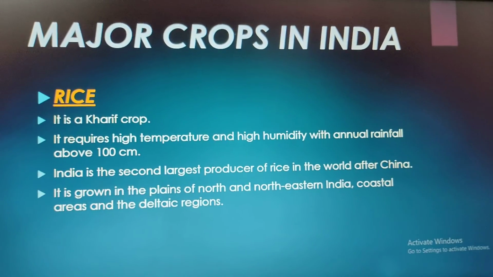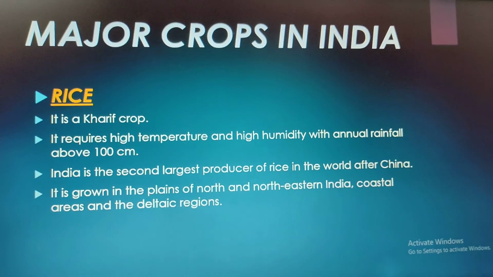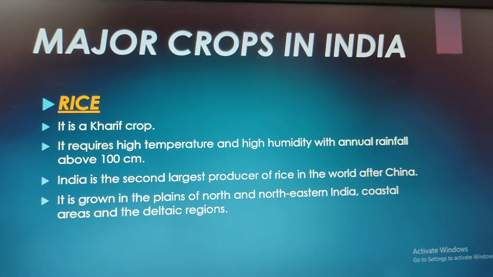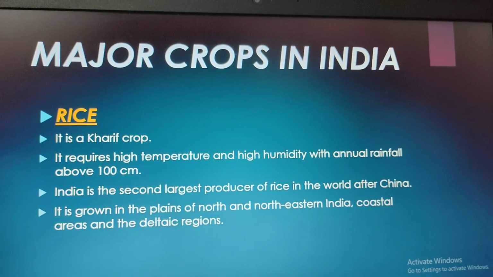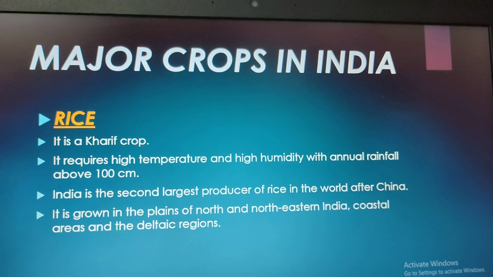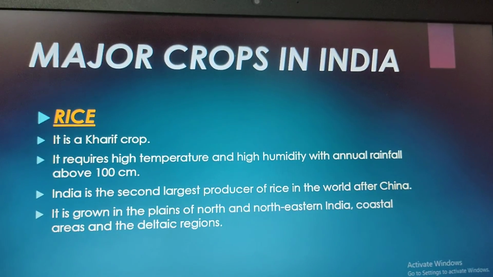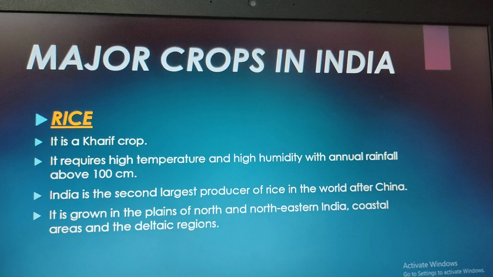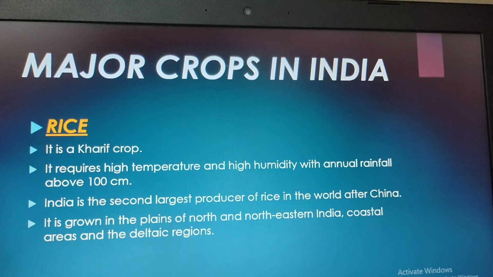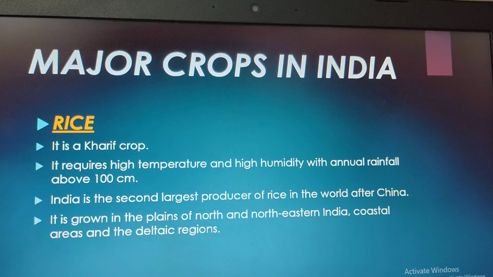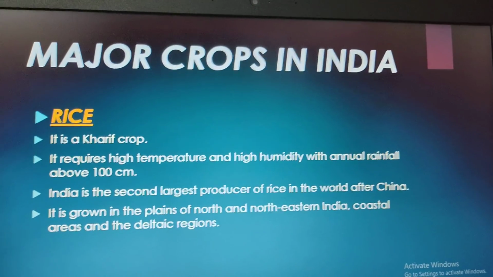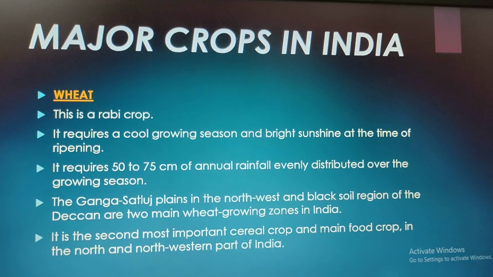Now, if we talk about rice, it is a Kharif crop. It requires high temperature and high humidity with annual rainfall above 100 centimeters. India is the second largest producer of rice in the world after China. It is grown in the plains of north and northeastern India, coastal areas, and the deltaic regions.